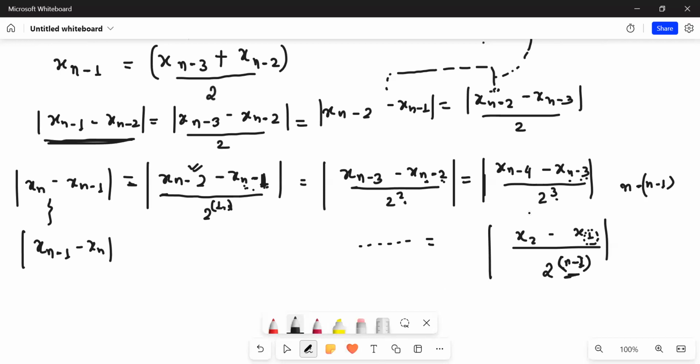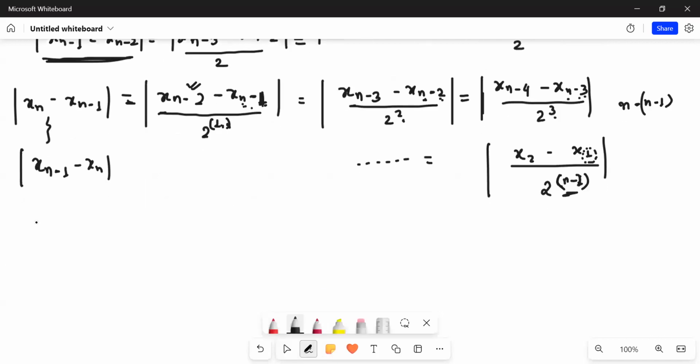Okay, you can see this. So in any case, what am I getting? I'm getting that xn minus 1 minus xn is equal to modulus of, now this is b minus a divided by 2, raised to power n minus 1.